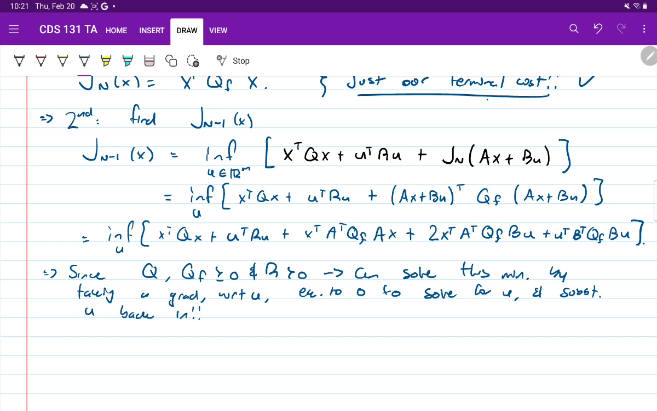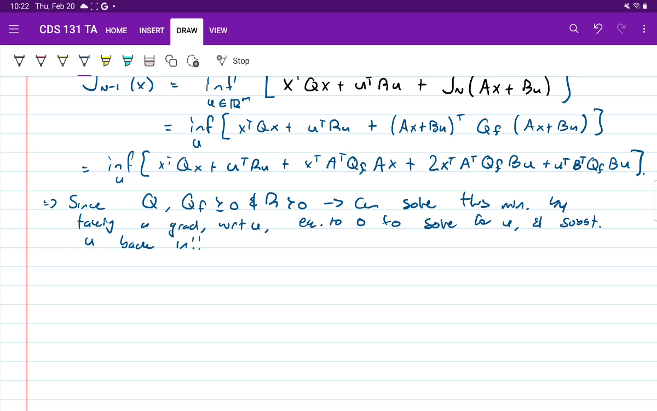Basically, since Q and Q_f are positive semi-definite and R is positive definite, we know that this optimization problem can be solved via differentiation, because this is going to be a convex optimization. So we can find the value of u which exactly minimizes this by equating the gradient with 0 and solving. Once we have that value of u, we can plug it back in, and that will tell us the value of this infimum. Let's go ahead and do that.